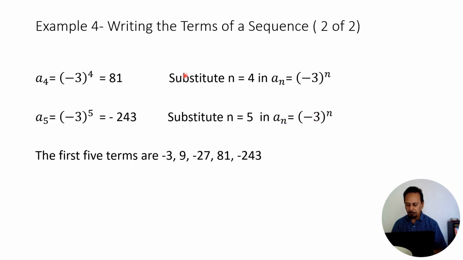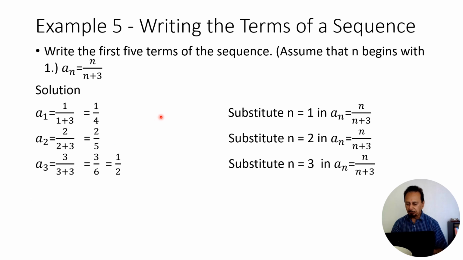To find the fourth term, we substitute n equals 4, so it becomes negative 3 to the power 4, and negative 3 to the power 4 is 81. And then we substitute n equals 5 to find the fifth term, so it becomes a sub 5 equals negative 3 to the fifth power, which is negative 243. So the first 5 terms are negative 3, positive 9, negative 27, 81, and negative 243. So again, this sequence is what? Alternating sequence. Example 5. A sub n is n over n plus 3.